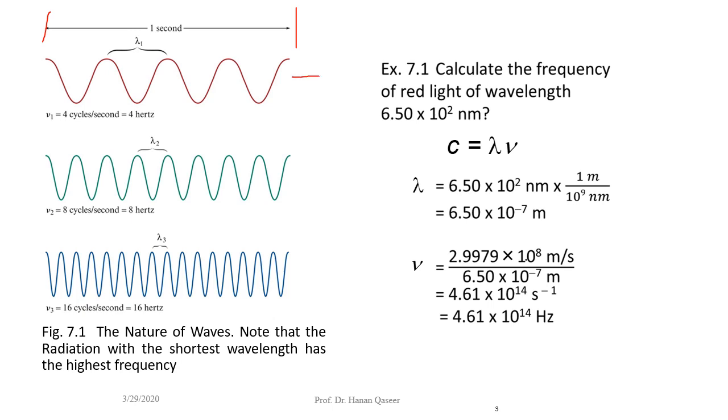Next slide. Here, the time between these two points is 1 second. In the first figure, we have 4 waves in 1 second. The distance between this and this, or this and this, is called lambda, the wavelength. These distances are equal. In the first drawing, I have 4 waves per second, or 4 hertz.